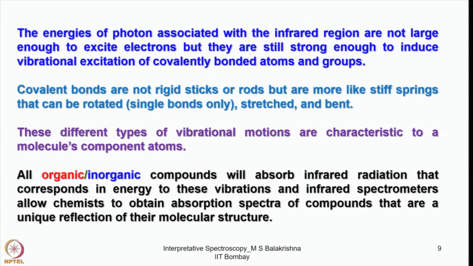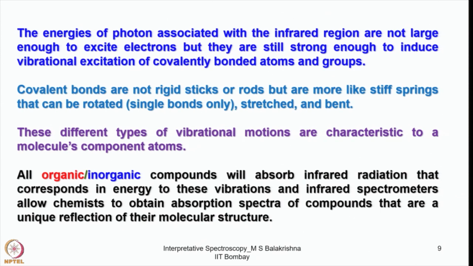That means the energy of photons associated with infrared radiation is so small that it cannot really excite an electron from the E1 level to the E2 level, a higher energy level, but on the other hand, they can induce vibration of the bonds. That means when we consider a molecule, we have covalent bonds.